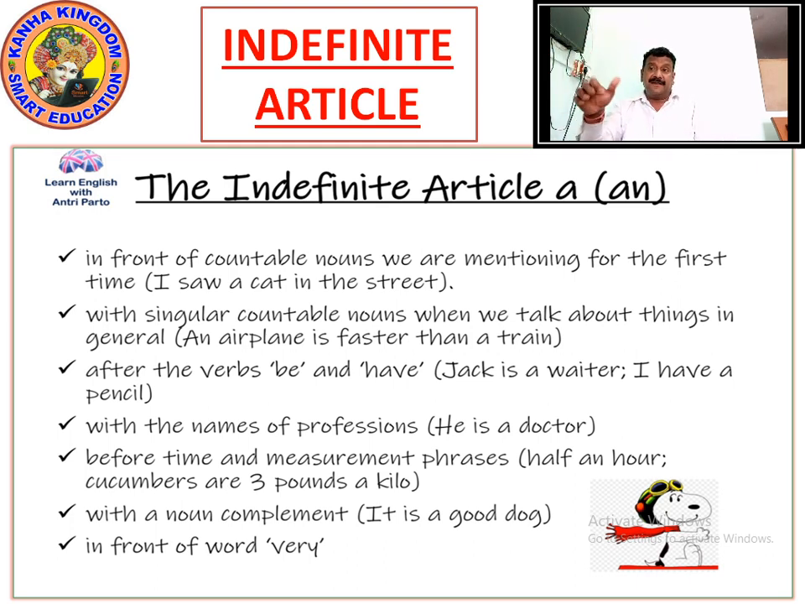After the verbs be and have: Jack is a waiter. I have a pencil. Jack is a waiter. I have a pencil. These are the verbs, be and have, after which we use A.